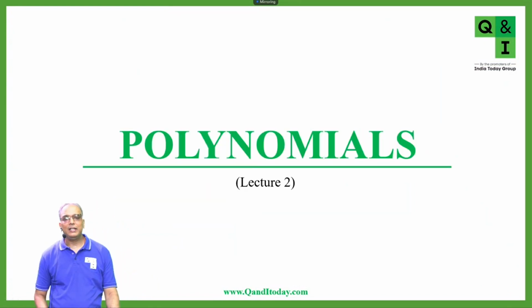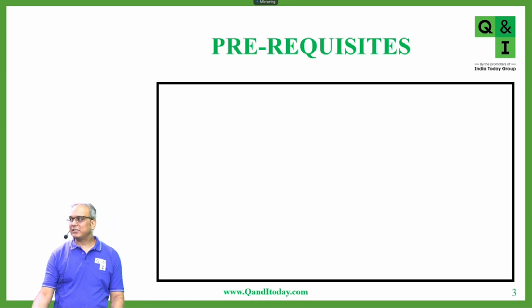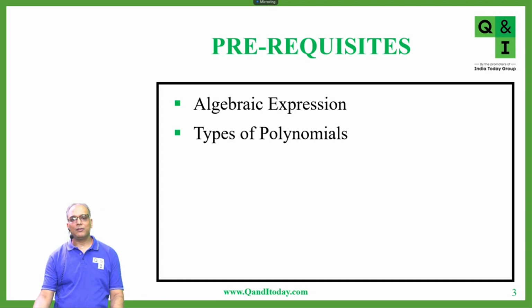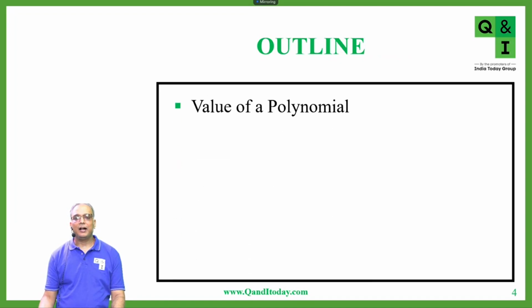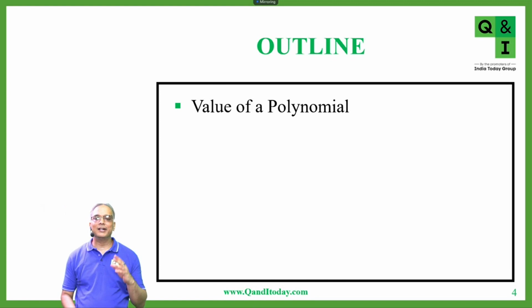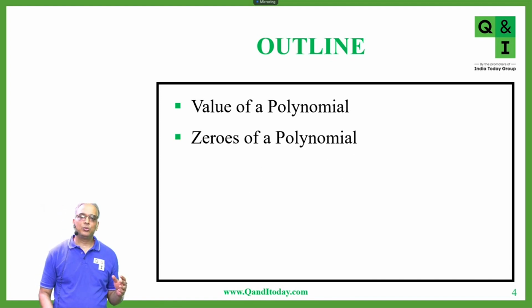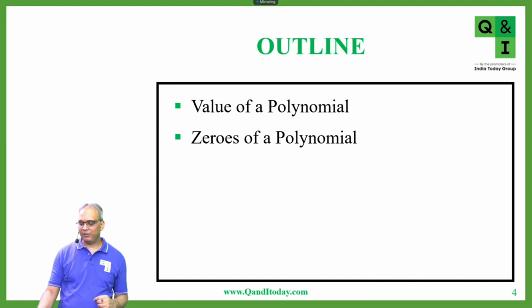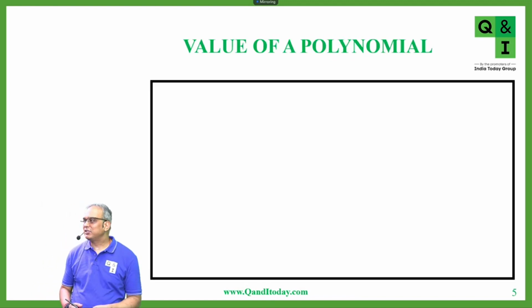So as I said, we'll continue with this chapter polynomials. Today is our second lecture. And students, prerequisite for today's class, you should understand algebraic expressions. You should know what the different types of polynomials are. And the outline for today's class: we'll study the value of a polynomial. We'll learn how to find the value of a polynomial at a particular value of a variable. And second, we are also going to learn how to find the zeros of a polynomial. So these are the two things which we are going to understand today. So first of all, the first topic.